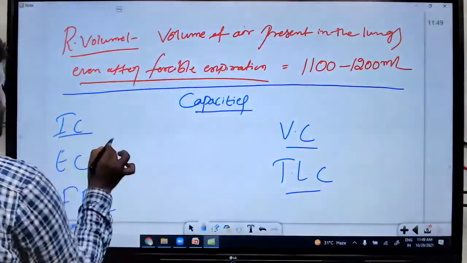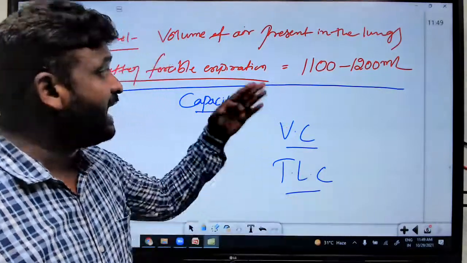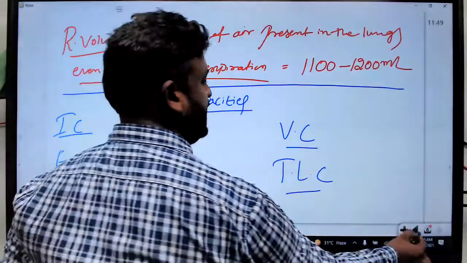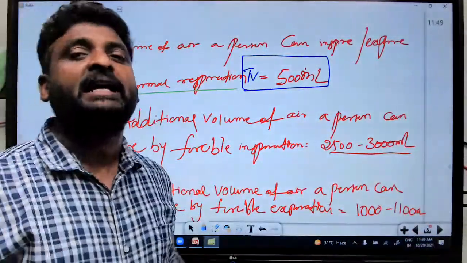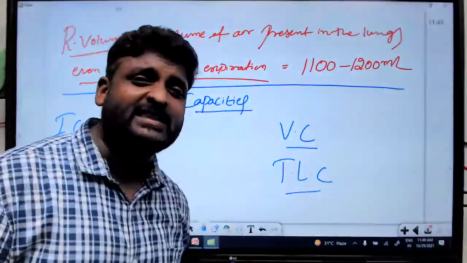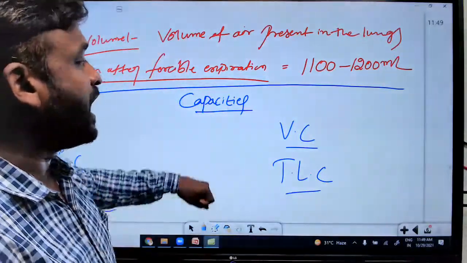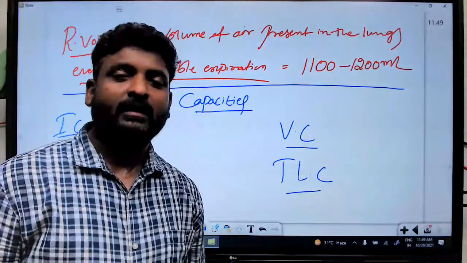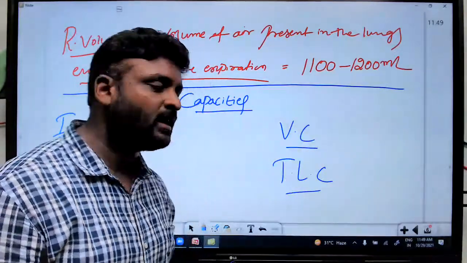There are five capacities. If we add the volumes mentioned above, we get capacities, which are used for pulmonary assessment by the pulmonologist. After assessing the capacities, they find out the person's inability, meaning difficulty in breathing. Got it? So okay then.